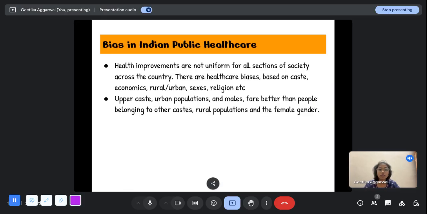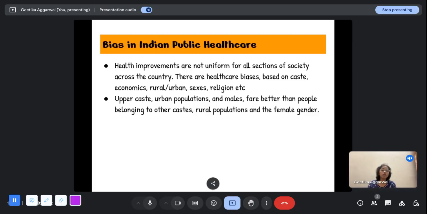But there are certain things that still need to be addressed in our country. For example, there's a lot of bias that comes in the picture when you talk about public health in India. The health improvements that have been made in the country are not uniformly distributed through all sections of society. There are biases based on caste, there are biases based on the amount of money the people have, on where the people are coming from. Are they coming from rural areas or from urban areas? What is the sex of the individual? Are you talking about males or females? What's the religion? Things like that.